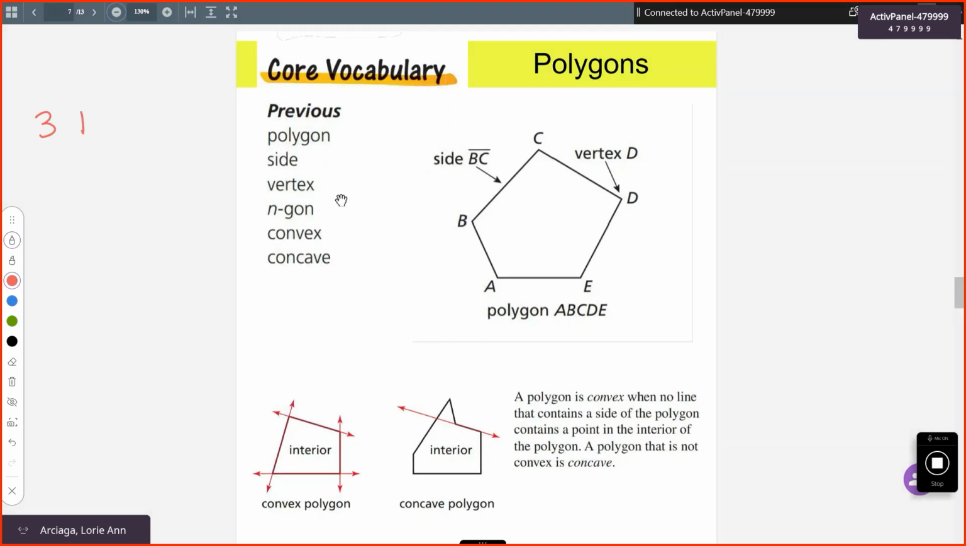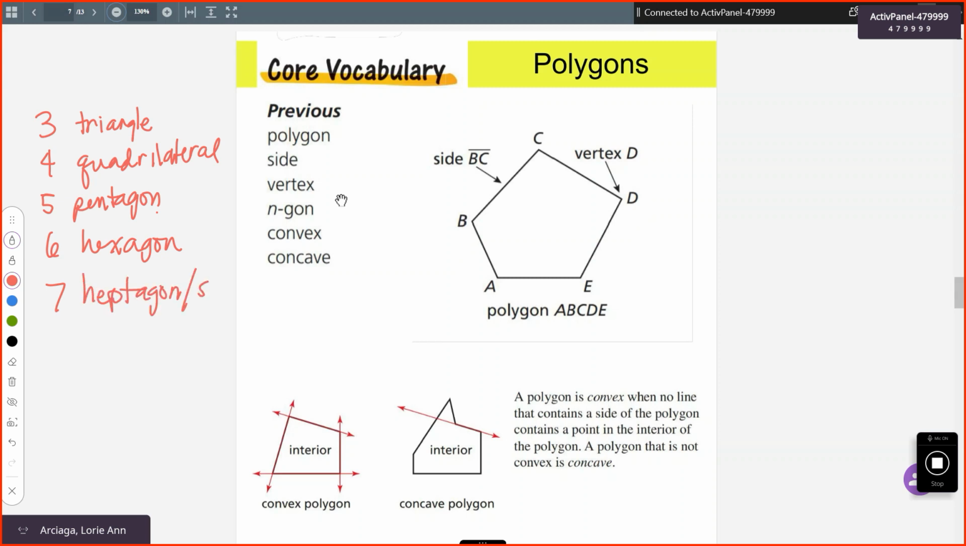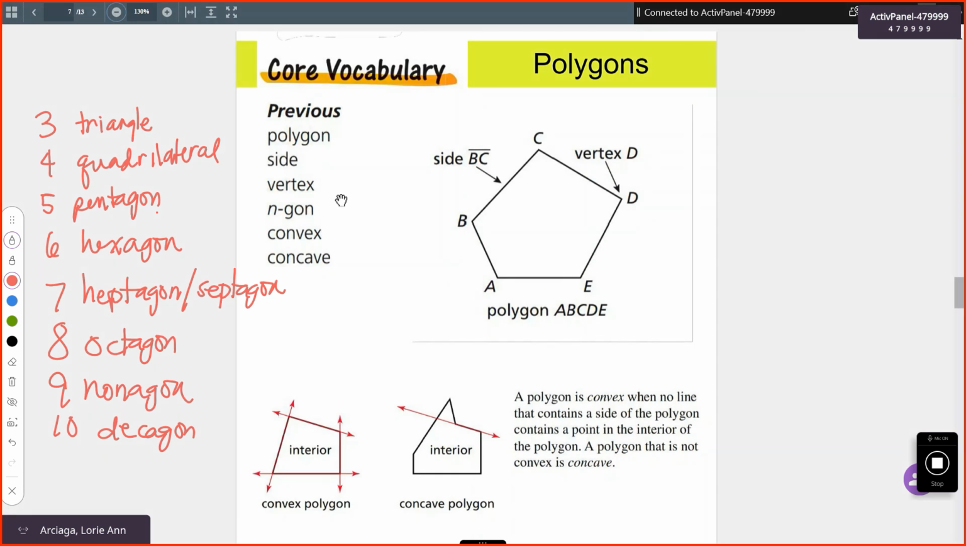So from 3 sides, you have triangle. Max said for 4 sides, it's a quadrilateral. Okay, for 5 sides, it's a pentagon. For 6 sides, it's a hexagon. For 7 sides, sometimes Google calls it heptagon or septagon. Both are accepted. 8, octagon. 9, nonagon. 10, decagon. If it's more than that, 11 and 12 also have names. But if it's anything more than 10, you could just say 11-sided polygon, so you don't have to call it specifically. So 11-sided polygon, 12-sided polygon, and so on.